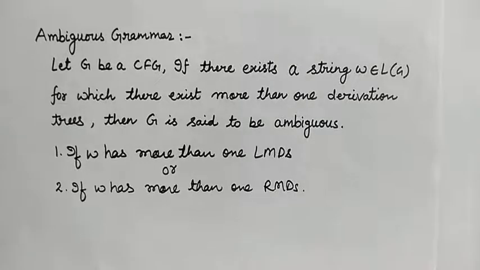And if a grammar has no such string for which there exist more than one derivation trees, then the grammar will be unambiguous. And if a grammar has only one string for which there are more than one derivation trees, then the entire grammar would be ambiguous. And if no such string is there, then the grammar will be unambiguous.